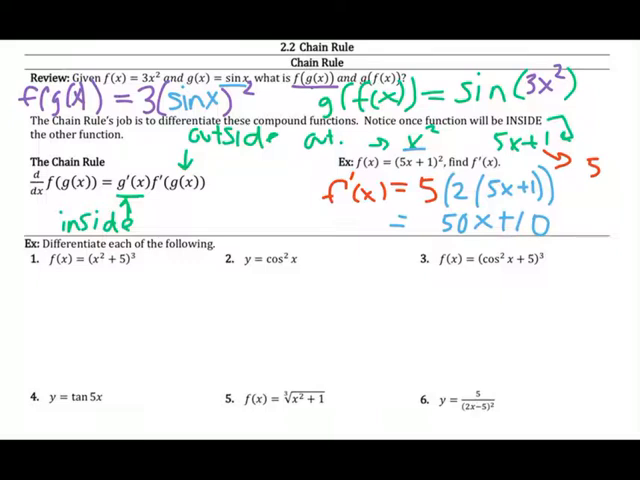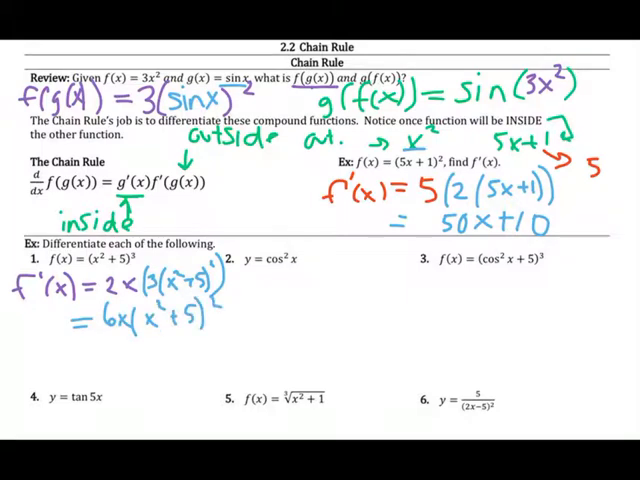Feel free to pause the video, work through these on your own, and then come back and check how you did. So on number 1, the inside function is x squared plus 5. The derivative of that is going to be 2x. The outside function is to the third power. So we're going to drop the 3 down, keep the inside function the same, and reduce that exponent. So we could simplify this. This is really just 6x times (x squared plus 5) quantity squared.